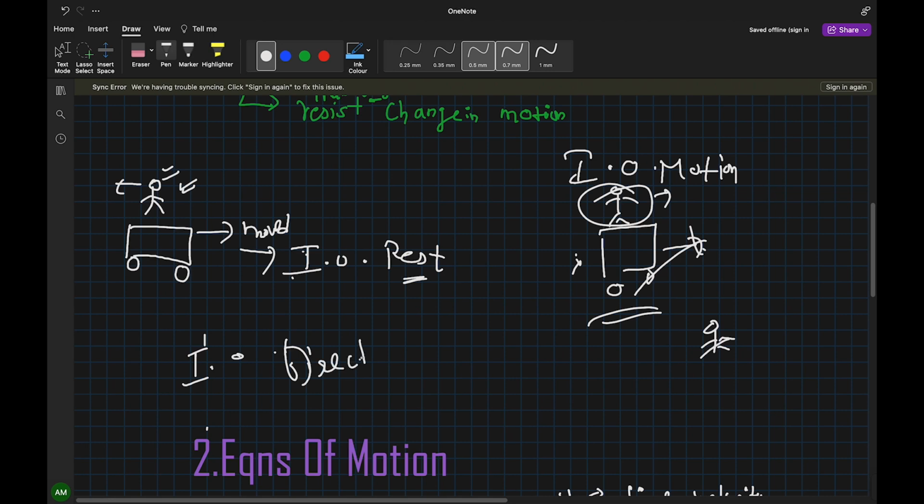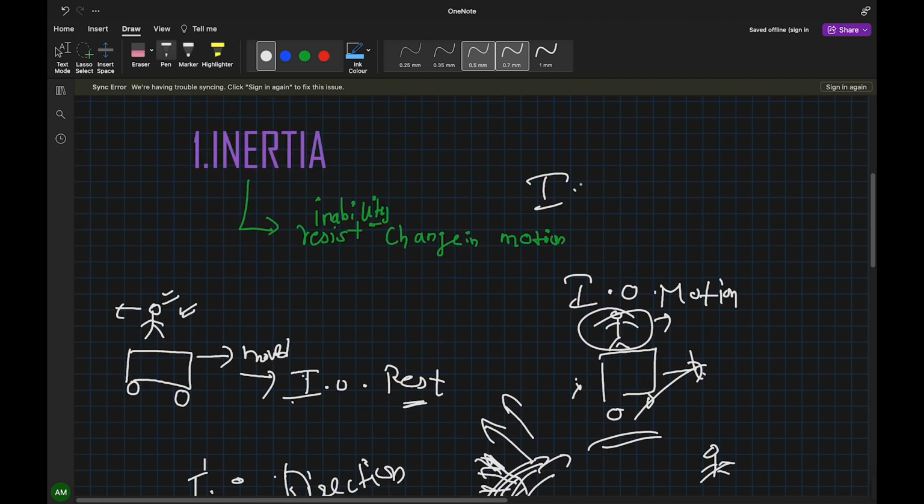What is inertia of direction? Again, similar. Assume that you are moving in a car on a circular track. Now, when you are turning, don't you think your body is moving in the opposite direction? Clear? When your car suddenly takes a turn, your body will move in this direction. Correct? This is called inertia of direction. So these are the three types of inertia: inertia of rest, inertia of motion, and inertia of direction.